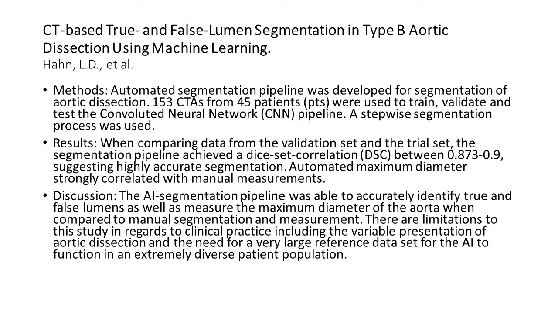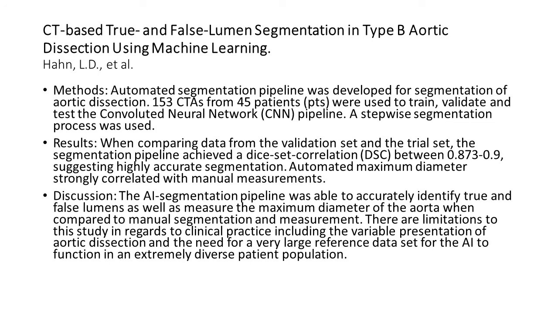Researchers at Stanford utilized a stepwise convolutional neural network to automatically generate multiplanar reconstructions of uncomplicated type B aortic dissections, and then to segment the true lumen and false lumens. Researchers retrospectively identified 45 patients with a cumulative 153 CT angiograms of the aorta, or CTAs. Patients were randomly assigned to a training set, a validation set, and a test set of studies, which were then fed into the convolutional neural network's stepwise segmentation algorithm.